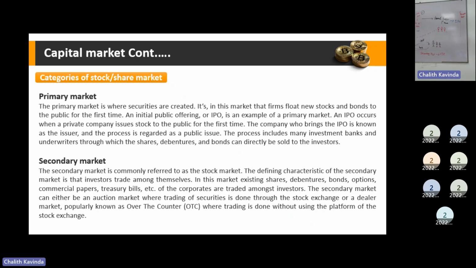The secondary market can either be an auction market, where the trading of securities is done through a stock exchange, or a dealer market, known as the over-the-counter market, where the trading is done without using the platform of a stock exchange. Here we have the stock exchange, and we can do the transaction online as well as manually.